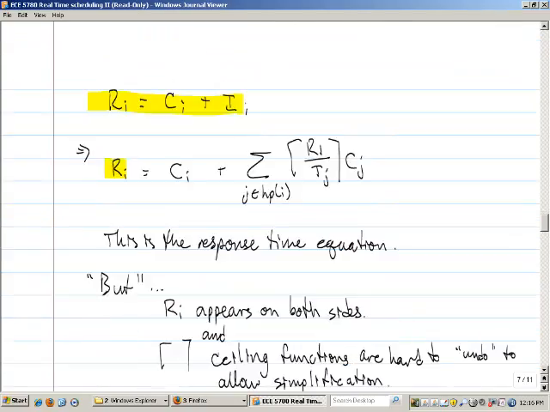So now we know about the response time, and this is the equation that you'll be using the rest of the semester to find out the response time for each of the processes.